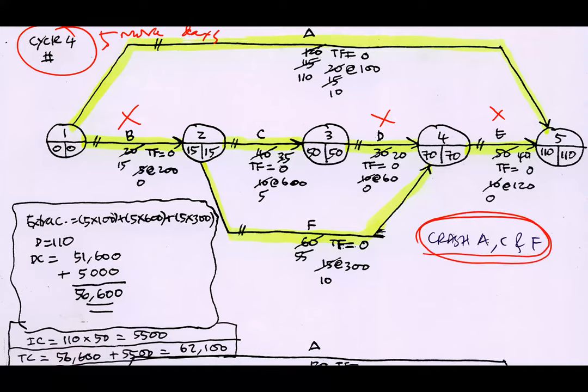Okay, you need to reduce A by 5 more days. 5 times A, equivalent to 500.